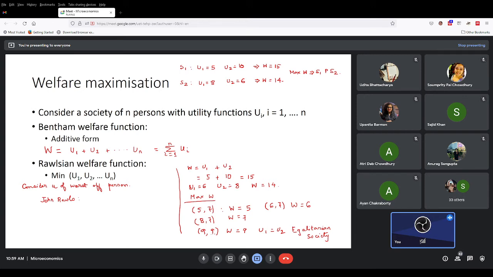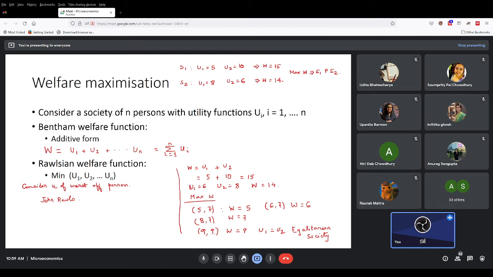What is the welfare in that case? Five. Okay, here 8 and 7. 7. In this case, it is an equitable situation. Both are getting 9. So that means your welfare is 9.